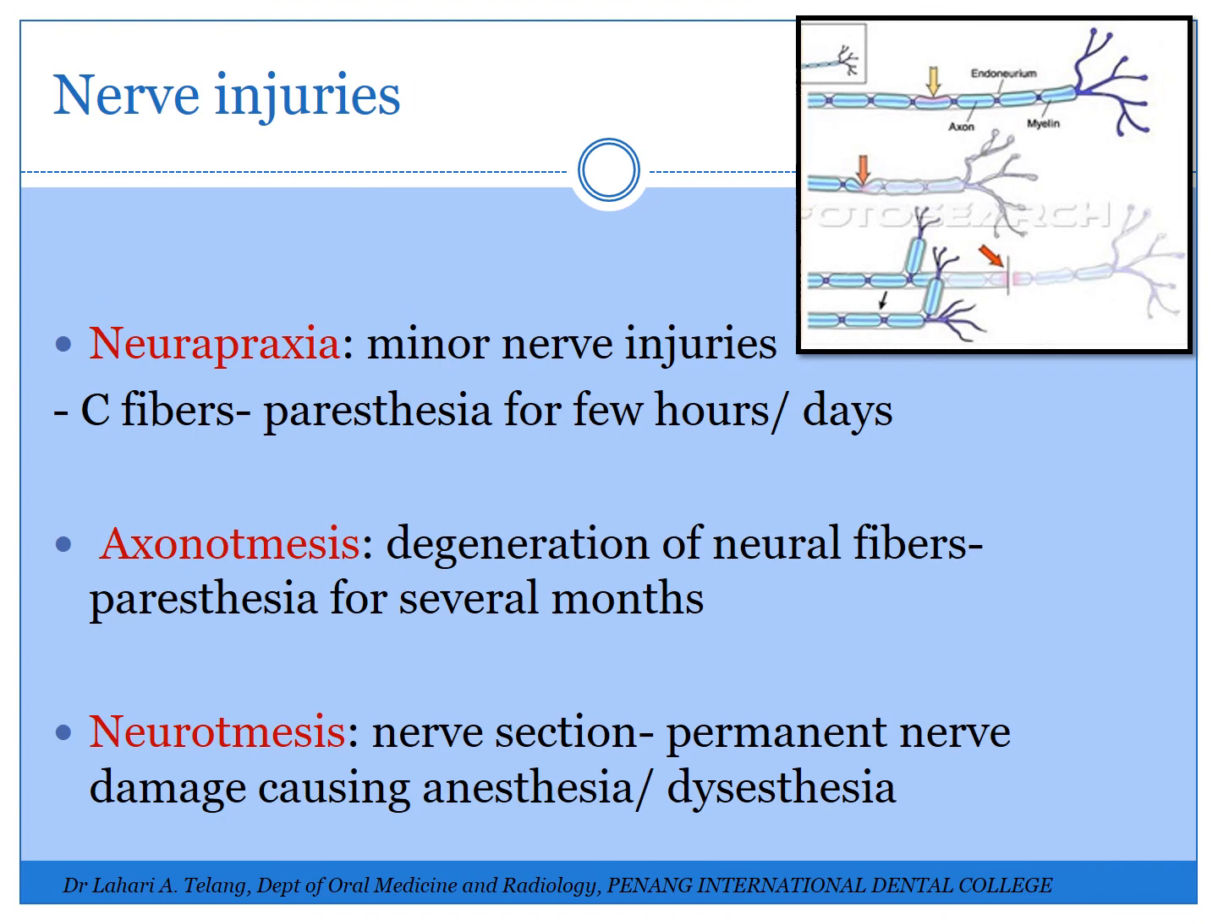Different types of nerve injuries are classified as neuropraxia and axonotmesis and neurotmesis. Neuropraxia is minor nerve injury where the myelin fibers are injured and paresthesia for a few hours to few days results. And axonotmesis, there is degeneration of neural fibers, whereas paresthesia persists for several months. Neurotmesis is nerve sectioning itself, and there is permanent nerve damage causing anesthesia or dysesthesia, which is long standing.